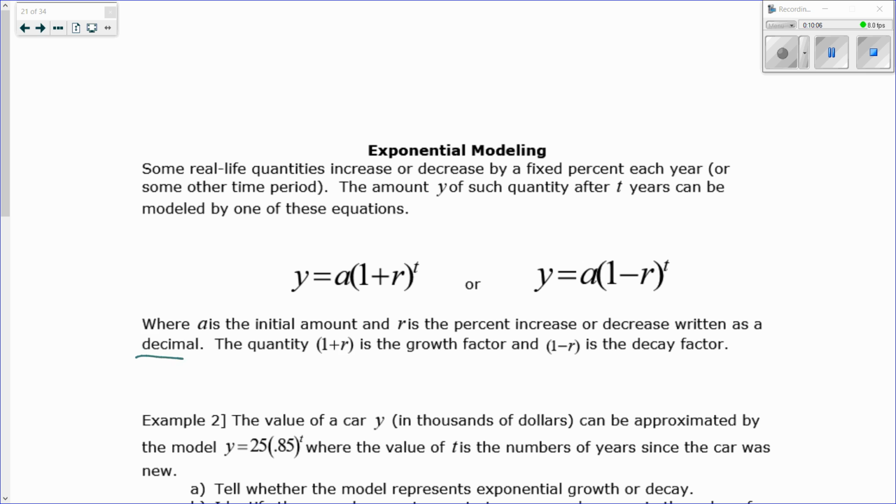This is huge. Okay, great. r is written as a decimal. The quantity 1 plus r is the growth factor, and the quantity 1 minus r is the decay factor. So let's try an example.